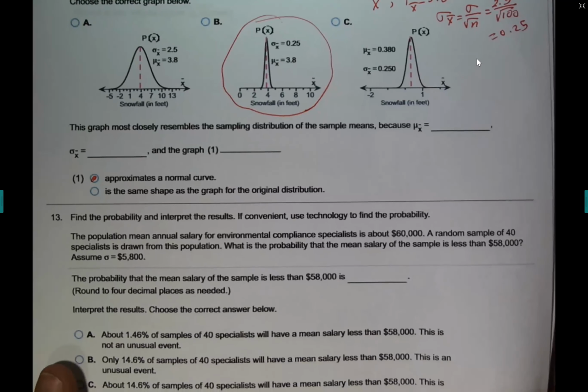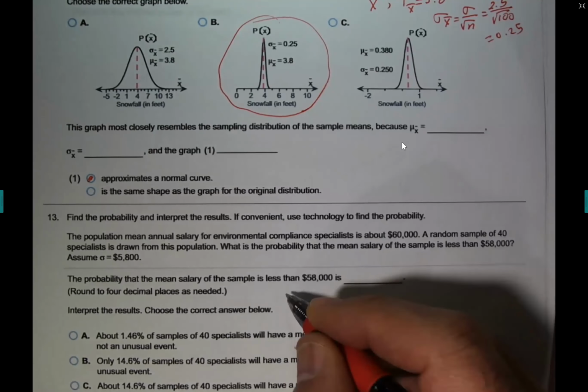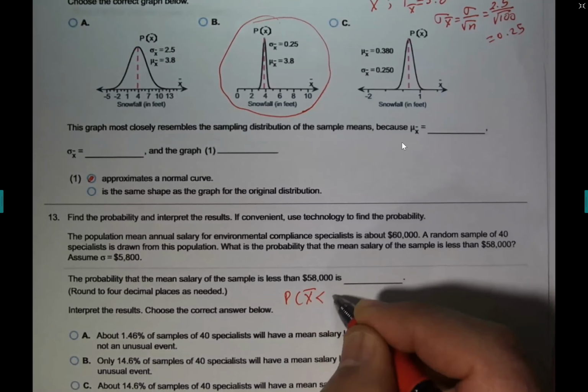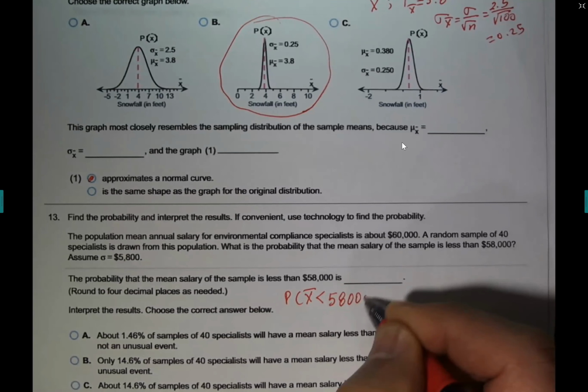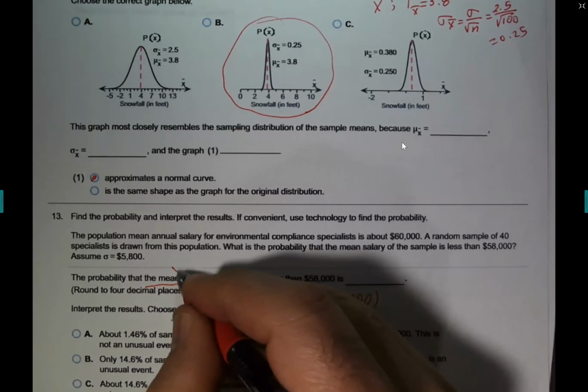13. More applications on section 5.4, the central limit theorem. The population mean annual salary of environmental compliance specialists is about 60,000. A random sample of 40 specialists is drawn from this population. What is the probability that the mean salary of the sample is less than 58,000? Okay, he wants, guys, a probability of X bar less than 58,000. Why did I put X bar? Because he says mean salary. Mean salary means X bar.